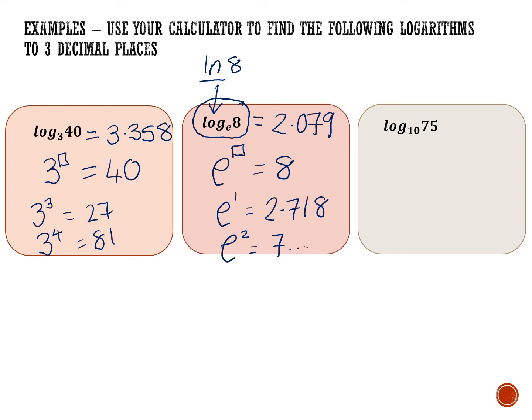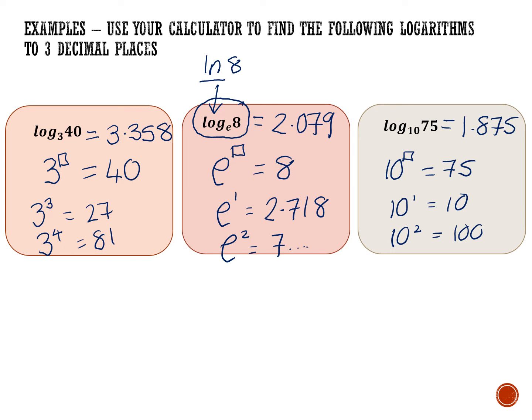Right, let's do this last one then. So this is saying what power do I raise 10 to get 75? Well, we can work out roughly what it's going to be, because 10 to the 1 is 10 and 10 squared is 100. So we know it's going to be 1 point something. Let's type it in our calculator to check. Log, type in 10, type in 75, and you get 1 point, to 3 decimal places, 875.